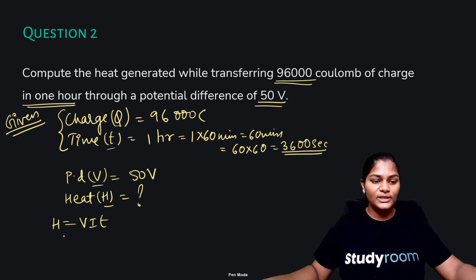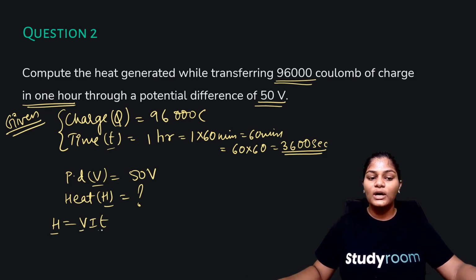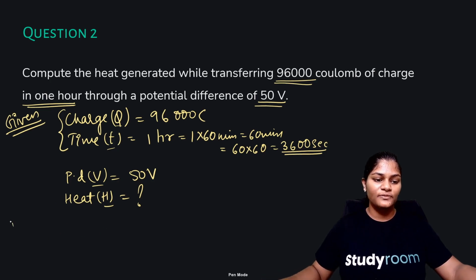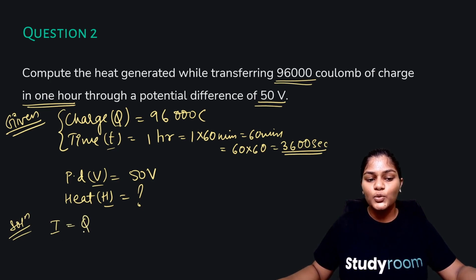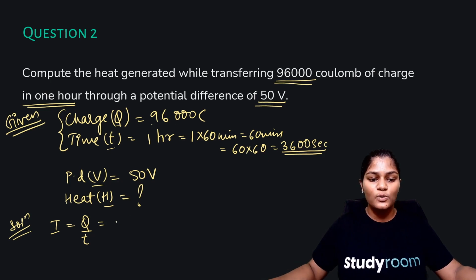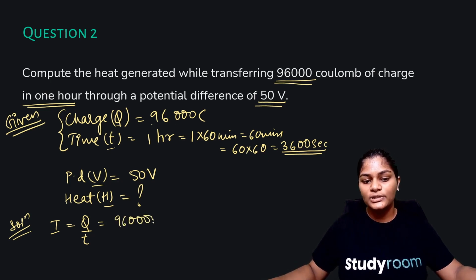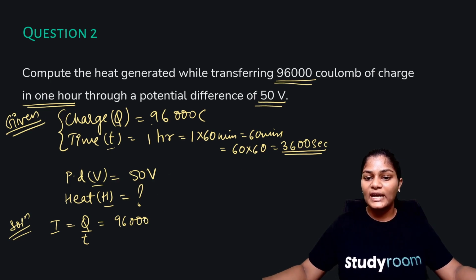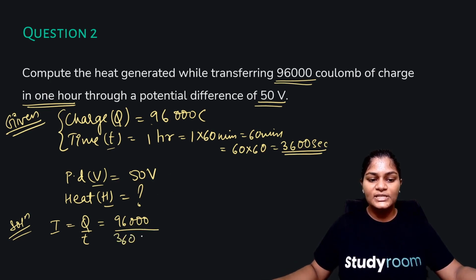And what is our H here? We have to find H. V we know, T we know, and I we don't know. But we have Q and T, so we can find I easily. So in the solution, we'll first find I. What is I? I is Q upon T. That is the formula for I. And what is Q here? 96,000. And what is our time? It is 3600. So this 0 and 0 get cancelled.